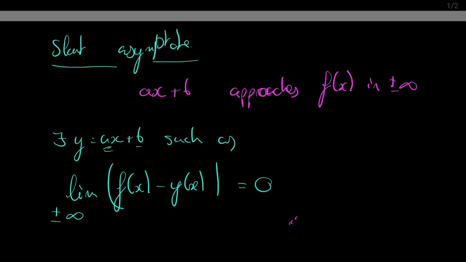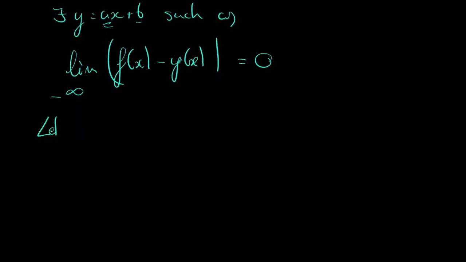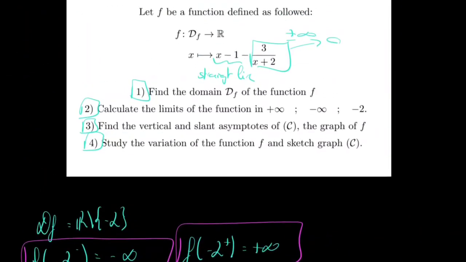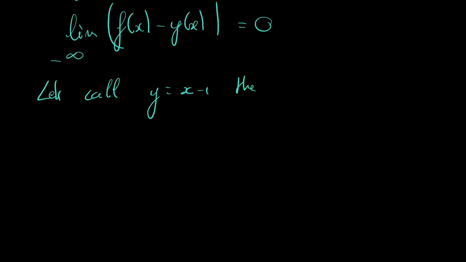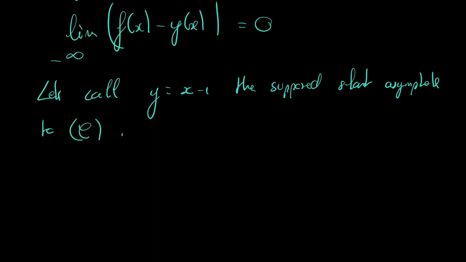And so here we see that we already have the supposed solution. Let's call y is equal to x minus 1. Okay, so this one, x minus 1, the supposed slant asymptote to C in plus minus infinity. Okay, how to prove it?